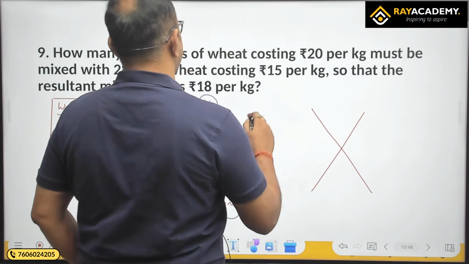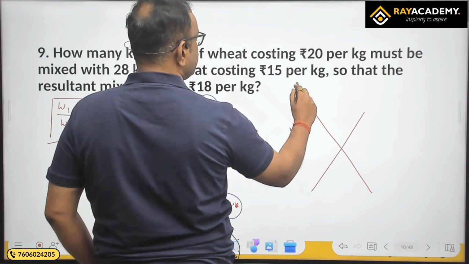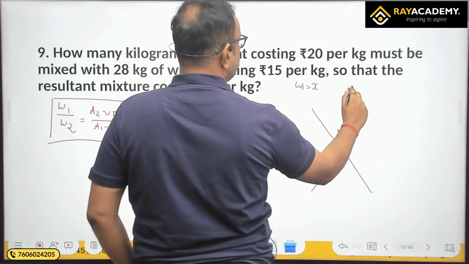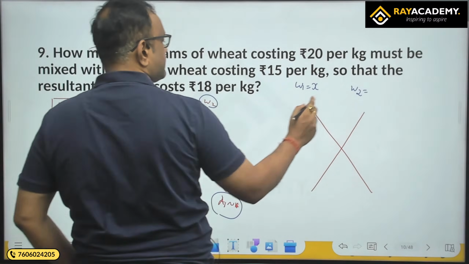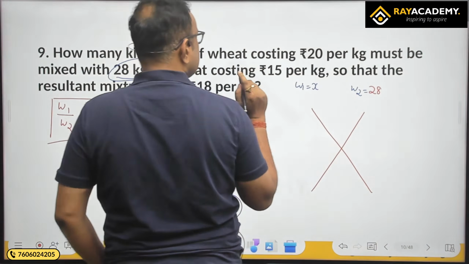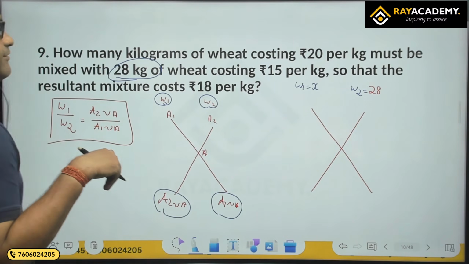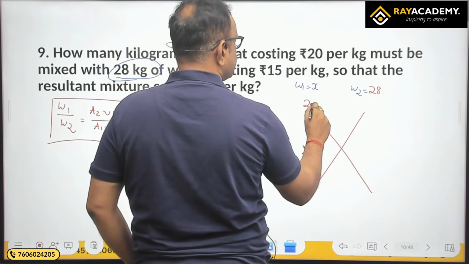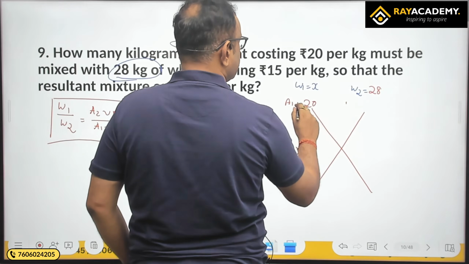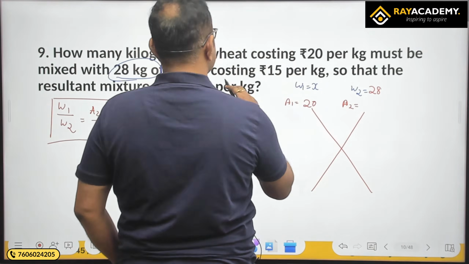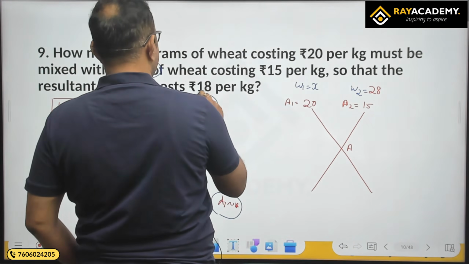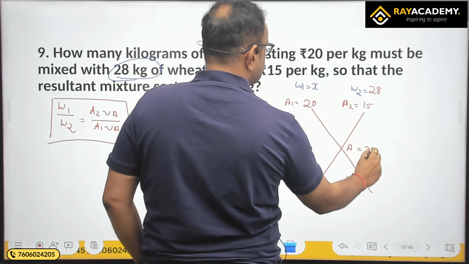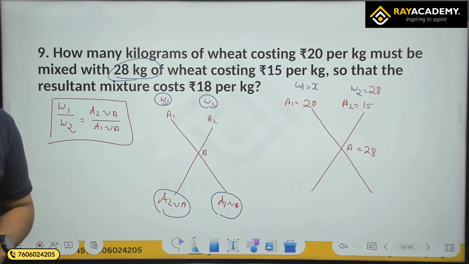How many kgs of wheat? I don't know. This is W1. W1 is, let's say, X. What is W2? It is mixed with 28 kg of wheat. So W2 is 28. The initial sample's average price was 20 rupees, so this is A1. And A2 is the other sample's price, that is 15 rupees. And the average is 28. So this is the given data I have plotted in the alligation diagram.